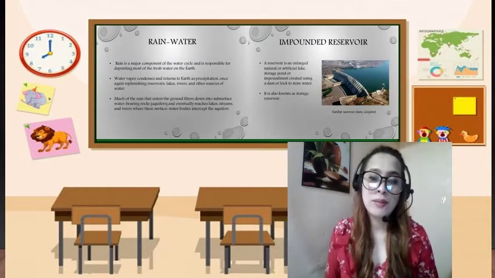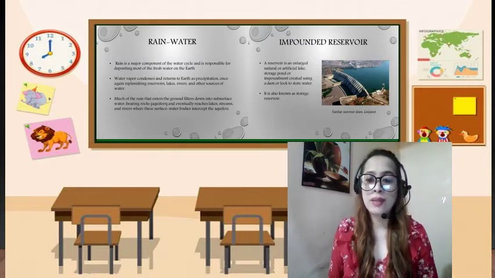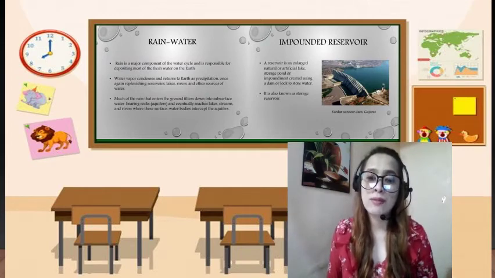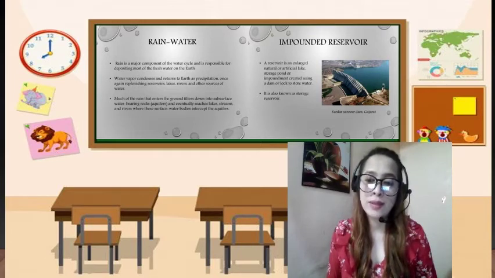Much of the rain that enters the ground filters down into subsurface water, and eventually reaches the lakes, the streams, and the rivers. So that's one of our sources of water on the surface of the earth. During the water cycle, when there is precipitation and rain, it will be added to the different bodies of water we have on the surface of the earth.